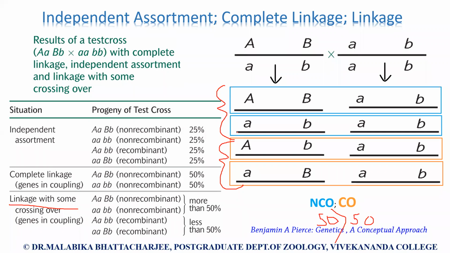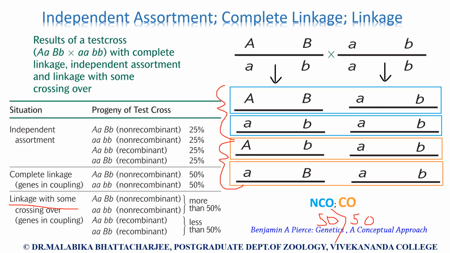So you can assume from this condition that there are 3 scenarios that can come up. One is the scenario of independent assortment, where we get all the 4 combinations in the ratio 1:1:1:1. Then comes the other extreme case of complete linkage, where A and B are linked in such a manner that there is no crossover product. So we will get only the upper 2 blue boxes, which give us the two parents. So we'll get this one as 50% and this one 50%. So we'll get only the non-recombinants.